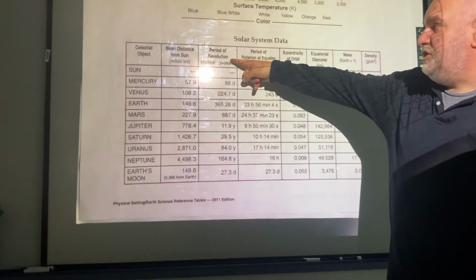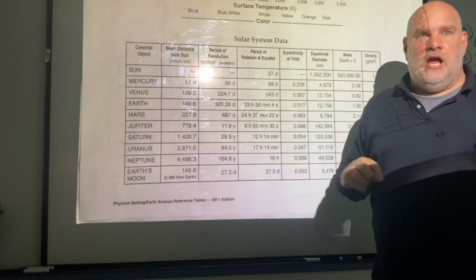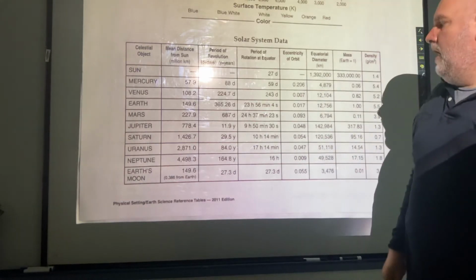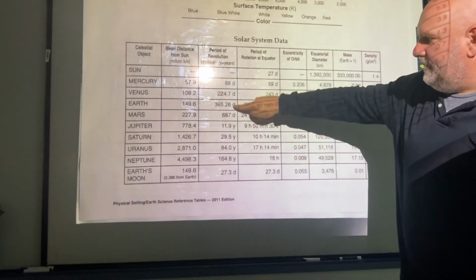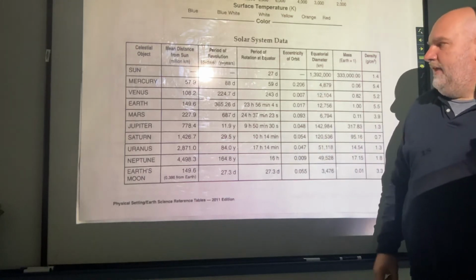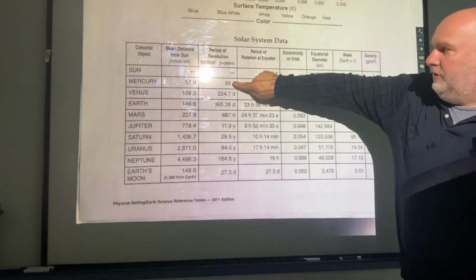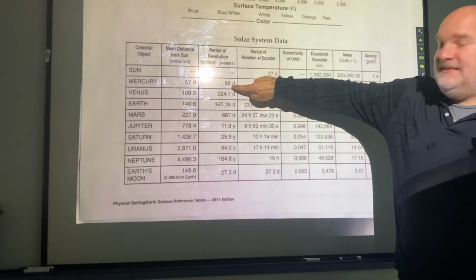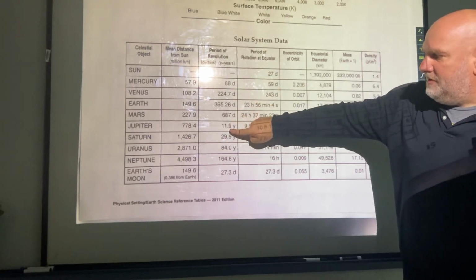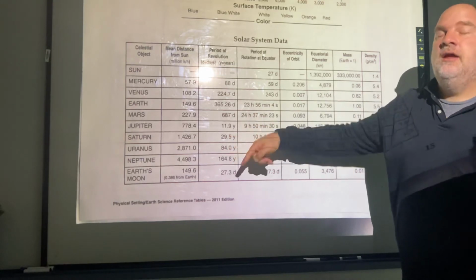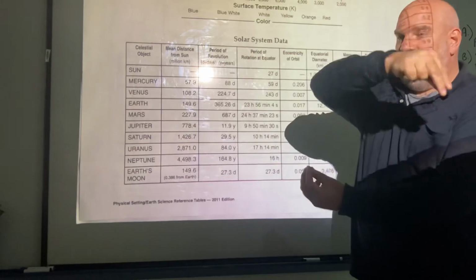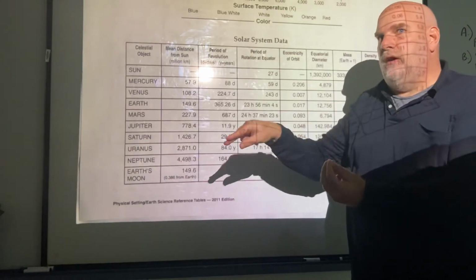Period of revolution is how much time it takes to go around the sun. Notice here that some of these are in days and some of these are in years. And also notice that the planets closest to the sun take the least amount of time to go around the sun. The farther out you go, the more time it takes. Because the farther out you go, one, it travels a bigger distance, and two, they go slower the farther out they are too.